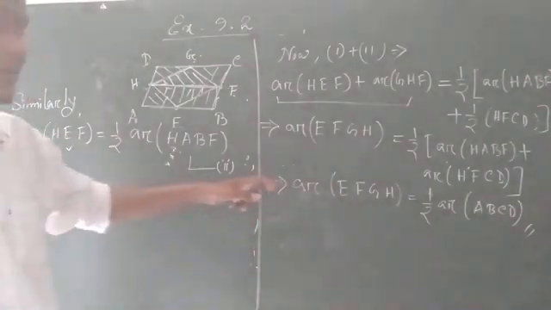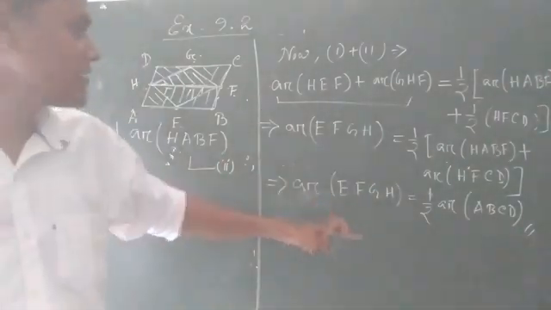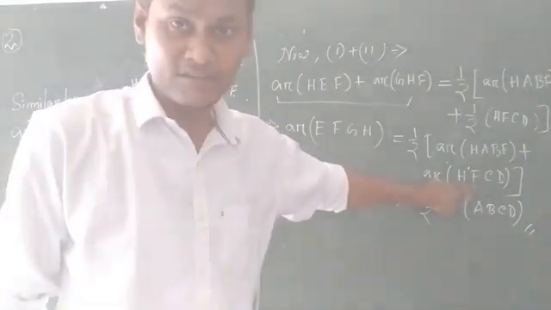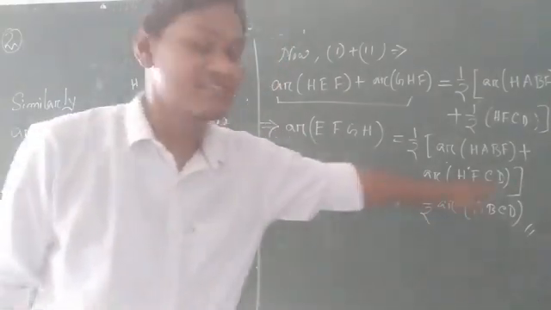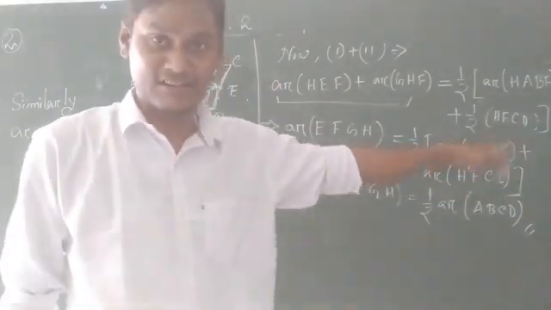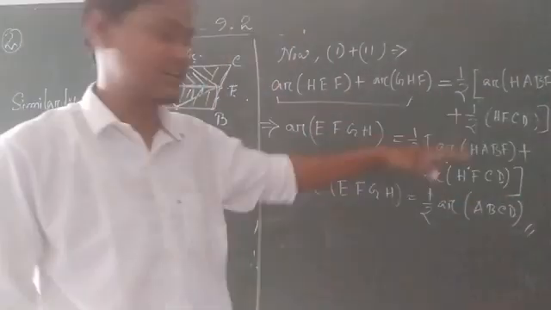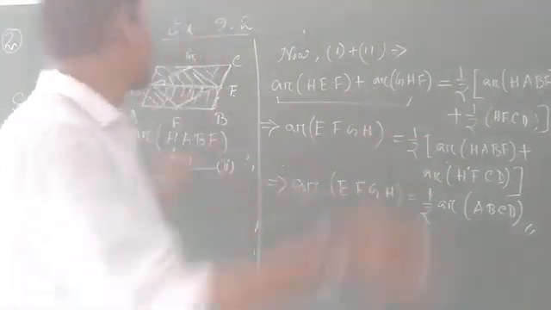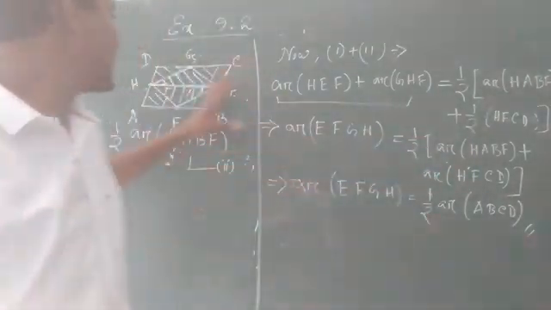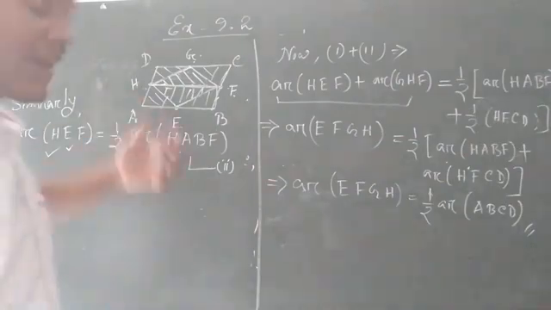I think in equation number 1, where I have written ABCD, that is not ABCD, that should be HFCD. I mistakenly wrote it like that and afterwards forgot what I had written. So this is how we have to prove this one, and this is how we have to prove the other question also.